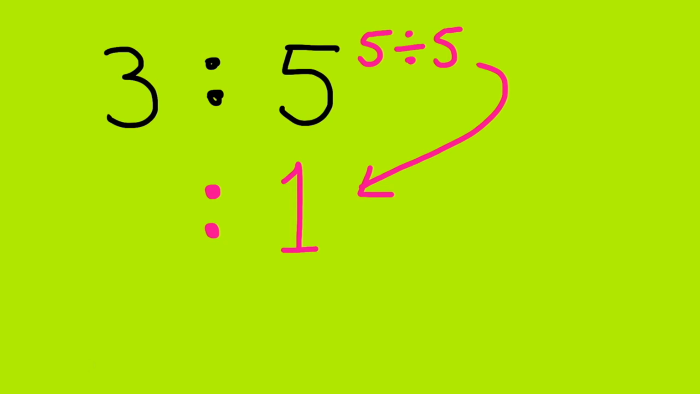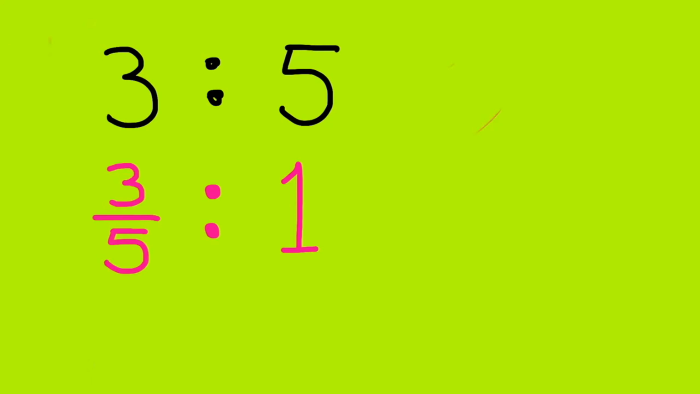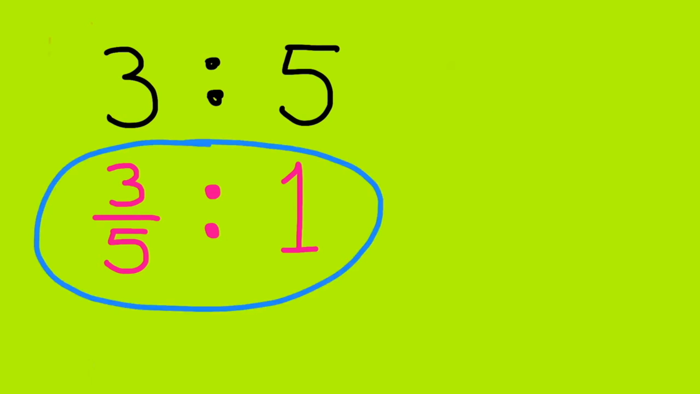A ratio of 3 to 5. 5 divided by 5 equals 1, so we have 1 cup of sparkling water, and 3 divided by 5 equals 3/5, so we have 3/5 of a tablespoon of lemonade mix. So the ratio would be 3/5 to 1, or 3/5 of a tablespoon of lemonade mix to 1 cup of sparkling water.